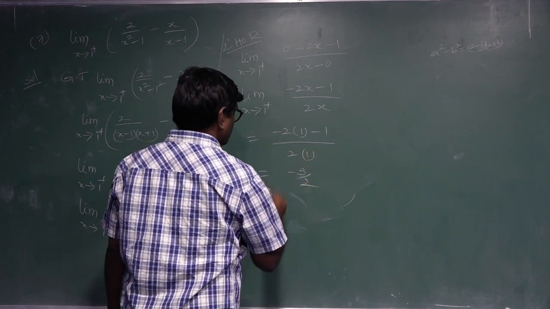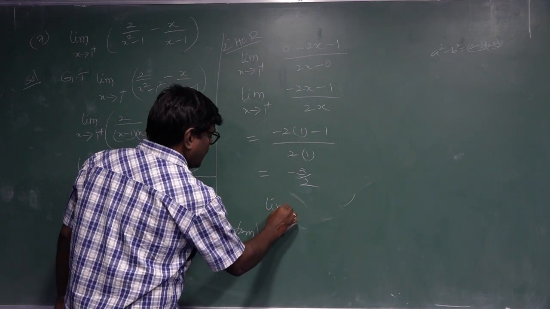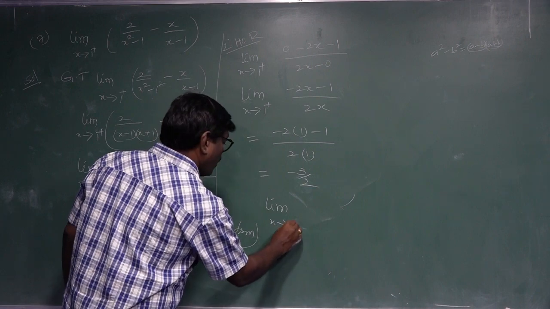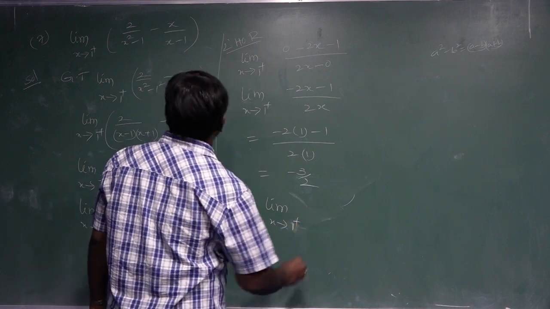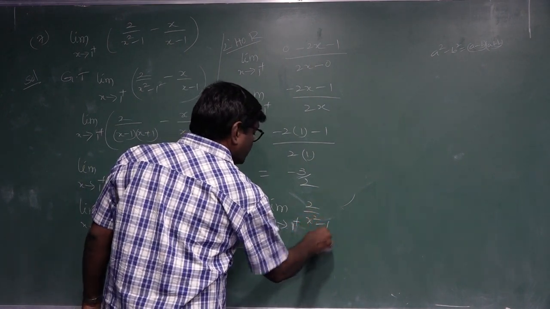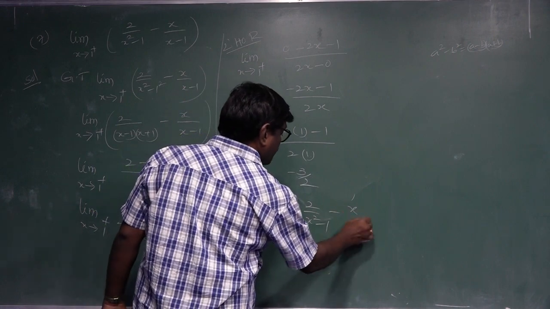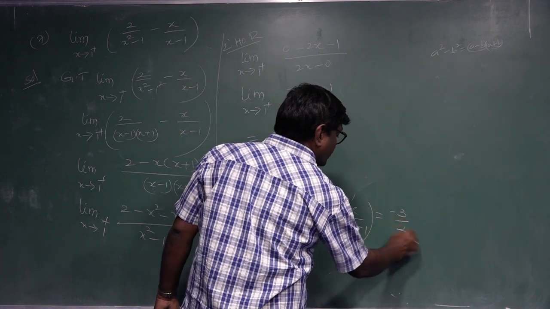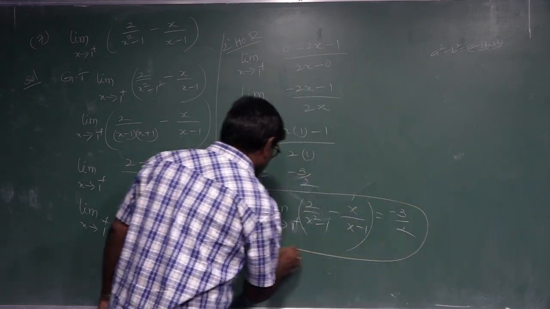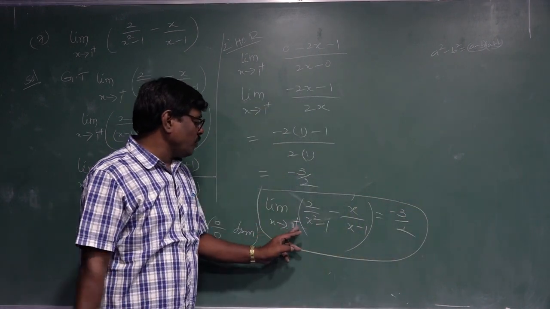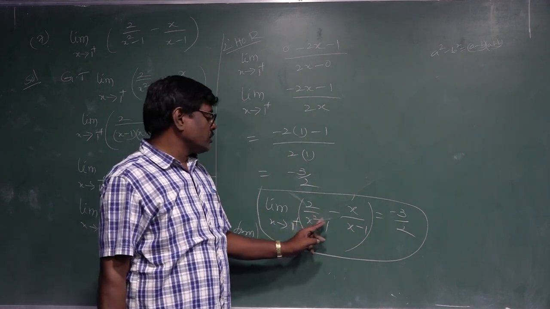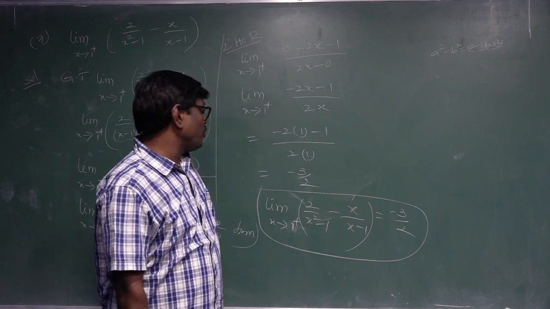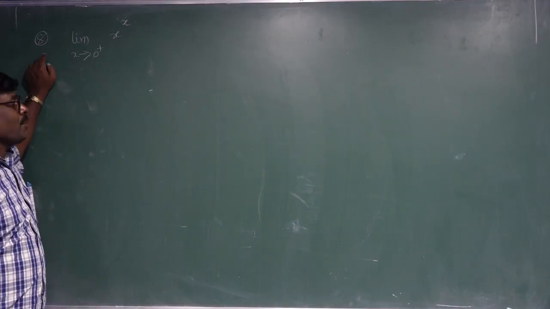The limit as x tends to 1 plus of 2 by x square minus 1, minus x by x minus 1, equals minus 3 by 2. This is the answer. The limit as x tends to 1 plus of 2 by x square minus 1 minus x by x minus 1 equals minus 3 by 2. Next, the eighth problem.